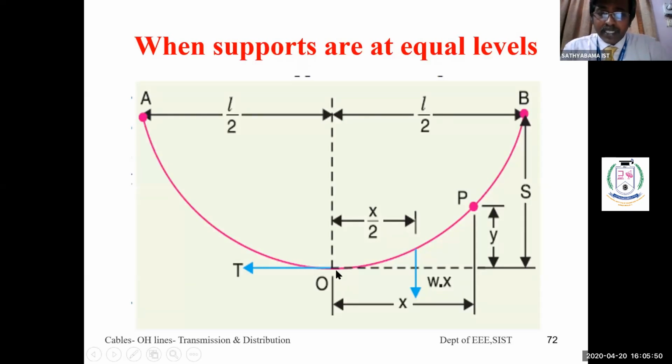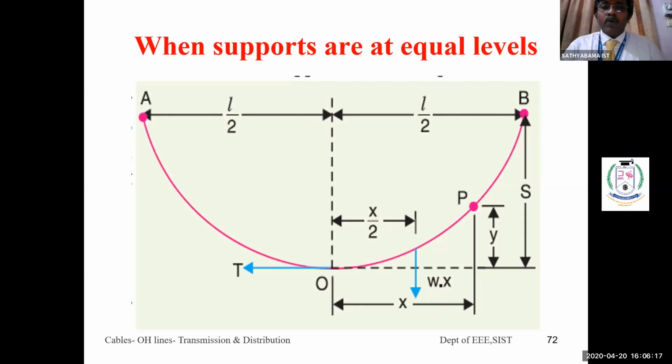See the diagram. This is your lowest part. This is the sag. Now I think you can understand. When you go for the definition of the sag, we took A to O. Now what are we taking here? B to O. It's your wish. When your supports are at equal levels, you can take the sag from A to O or B to O. So here we took B to O as the sag.